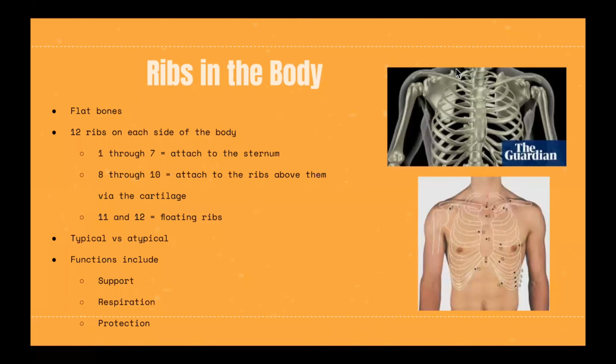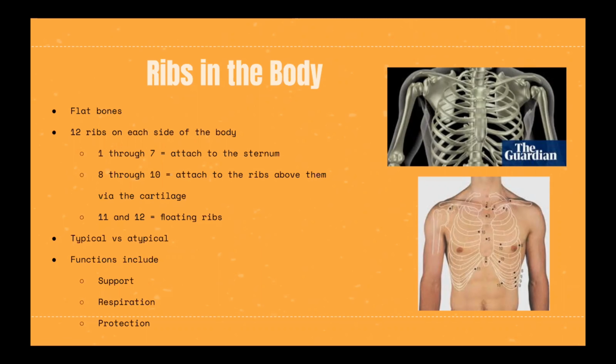So just an overview on the ribs. The ribs are classified as flat bones, and flat bones serve as a point of attachment for muscles. They are thin and curved, as you can see on the right. Ribs form the thoracic cage in the chest, and then there are typical and atypical ribs.